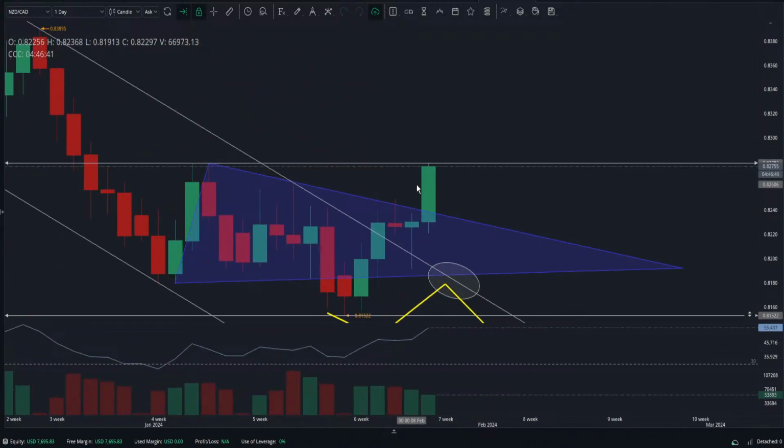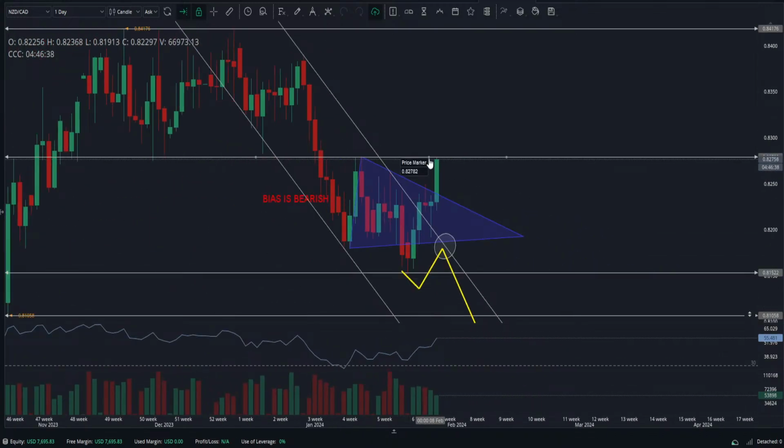Now this time, if this resistance does not hold, then the price will open up its way for 0.8417, which is a huge leap for the New Zealand dollar against the Canadian. In case we see a close above 0.8278, this is bound to happen. So be very careful when you're trading New Zealand CAD. Now the selling may not be an option if the price closes a day higher than that.